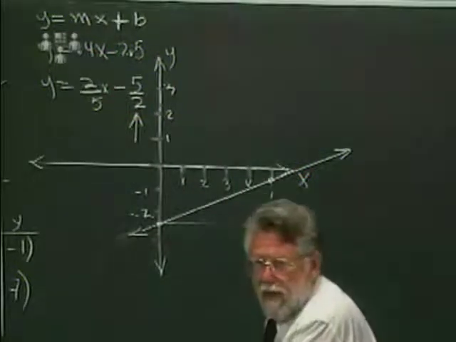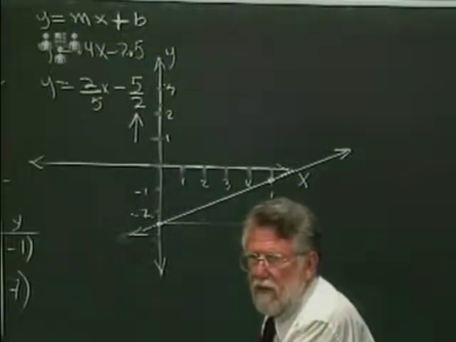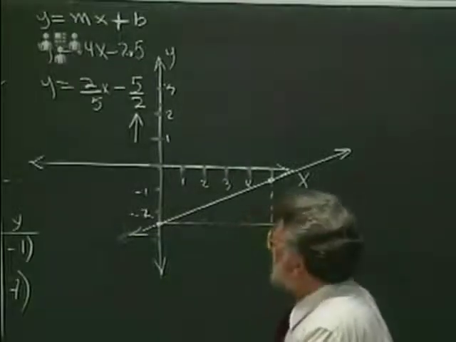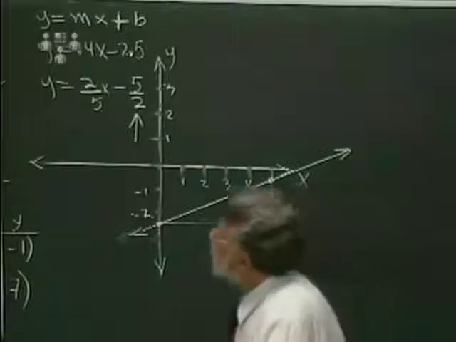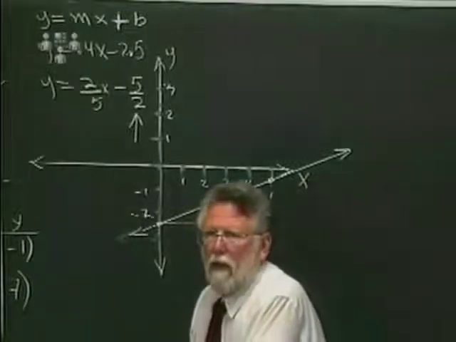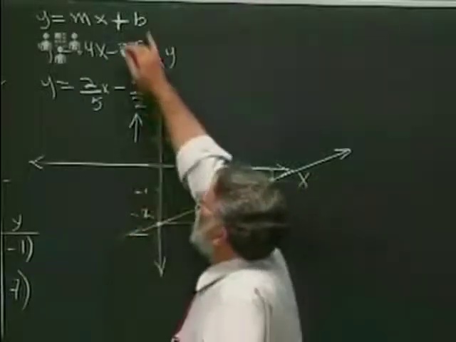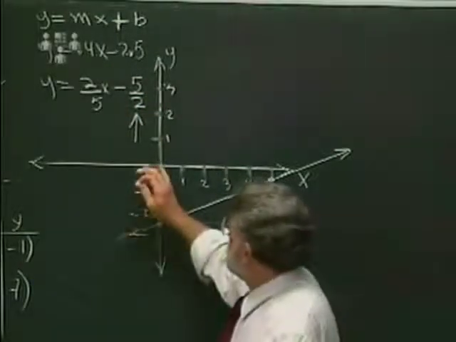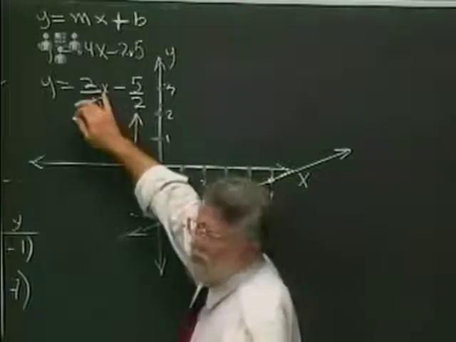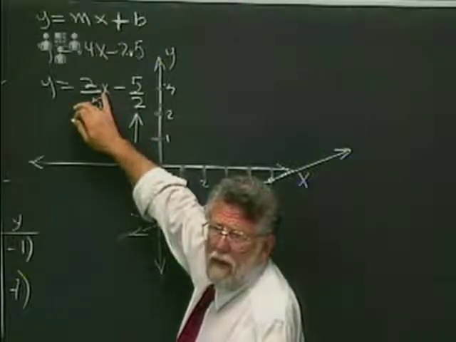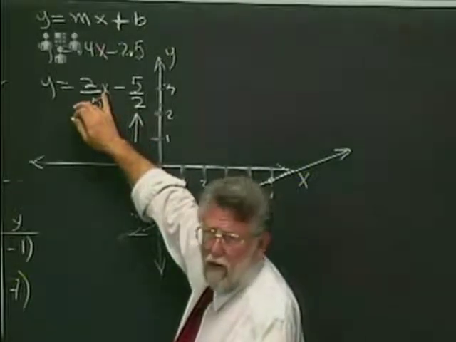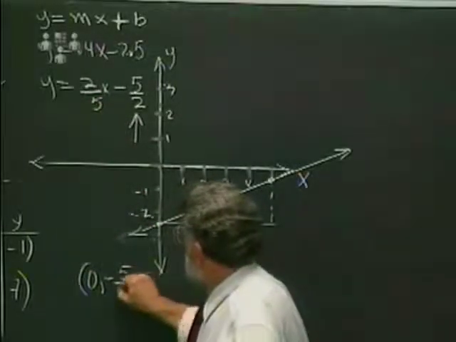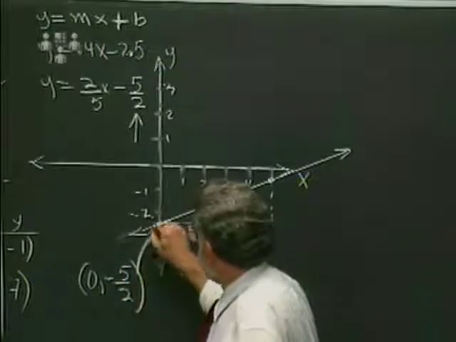Now, there's a difference between being so lost and just not remembering what you've been given as information. Now, if I have problems remembering this form, how do I get the y-intercept? It's when x is 0. So put x as 0, what do I get? If x is 0, y is negative 5 over 2, which is negative 2.5, which is the point I plotted.